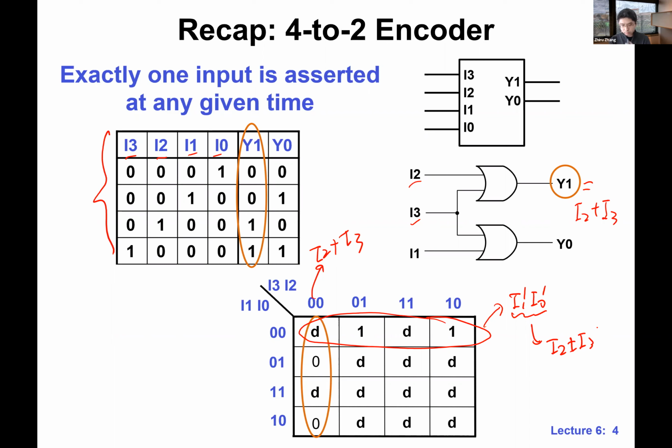Okay, I think there are more questions about whether we can circle more things or not. So try to convince yourself. You cannot circle the top row and the bottom row because there's a 0 there. And you also cannot circle the first row and second row because there's a 0 there.